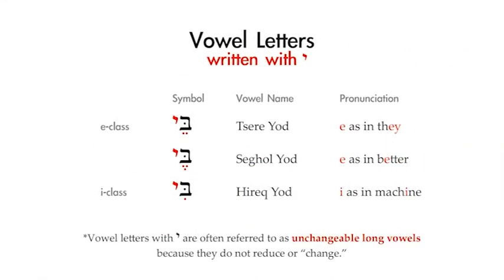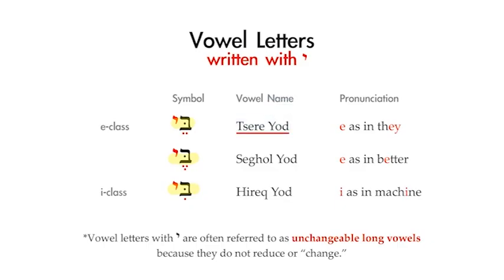Finally, we'll move to vowel letters written with yod. There's the E class and the I class. We'll begin by pronouncing each of them with the consonant bet. Be, be, bi. Once again, be, be, bi.